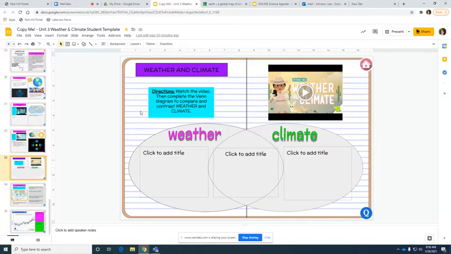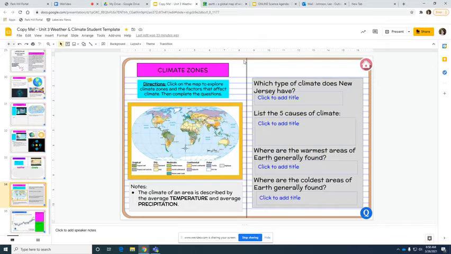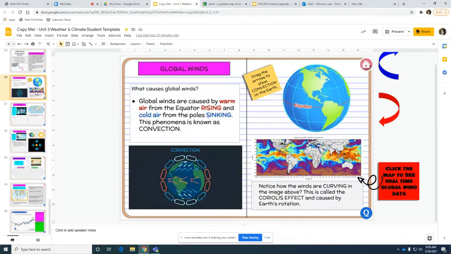Okay, so that gives you your introduction of weather versus climate. And then this slide on 34 is just going to help you explore climate just a little bit more. Oh, you know what? Darn. I forgot to show you something. Okay, backtrack. Honorable mention here on slide 30.